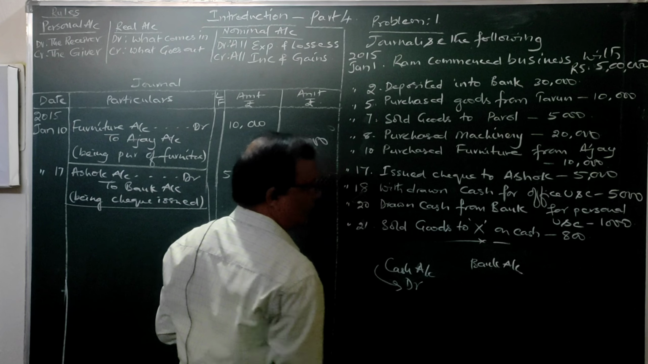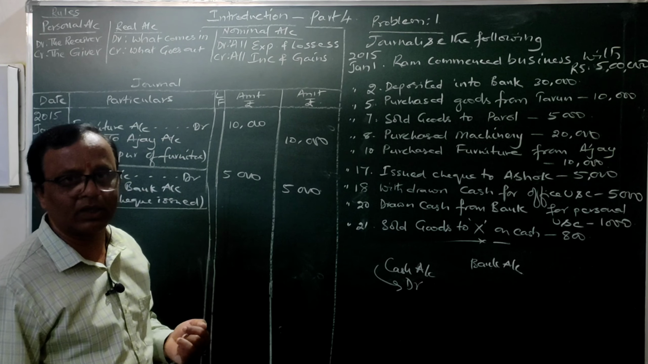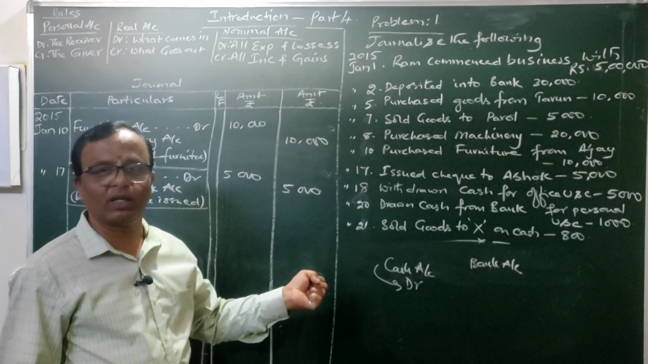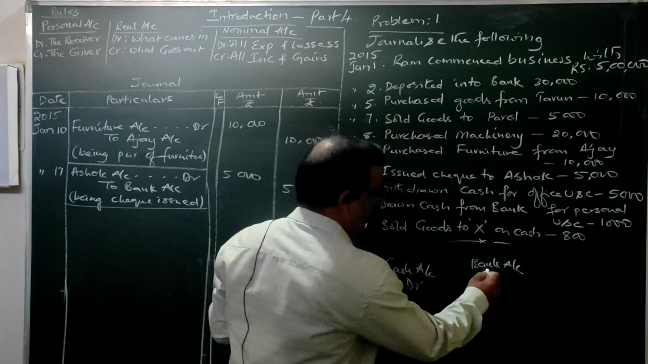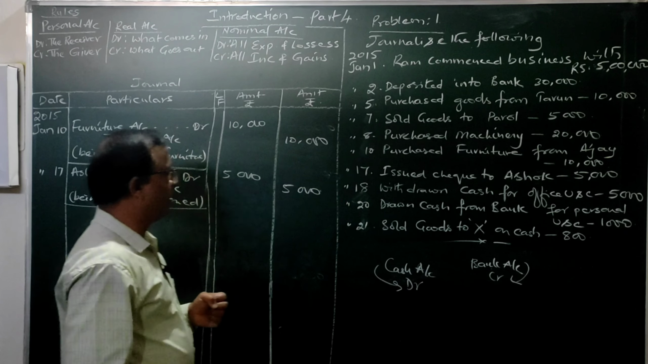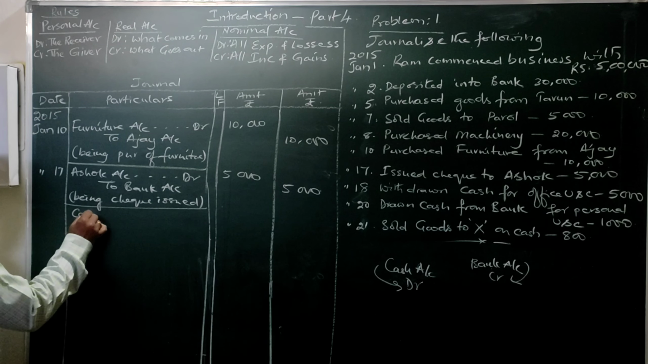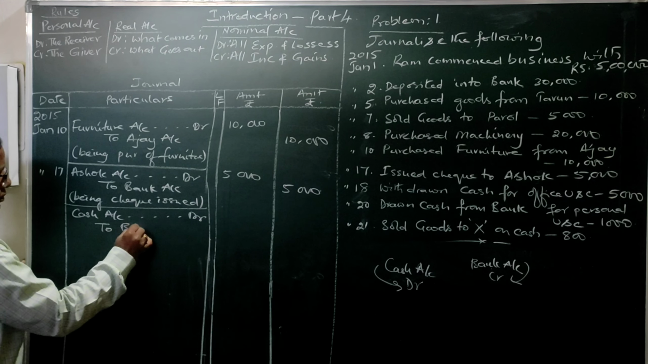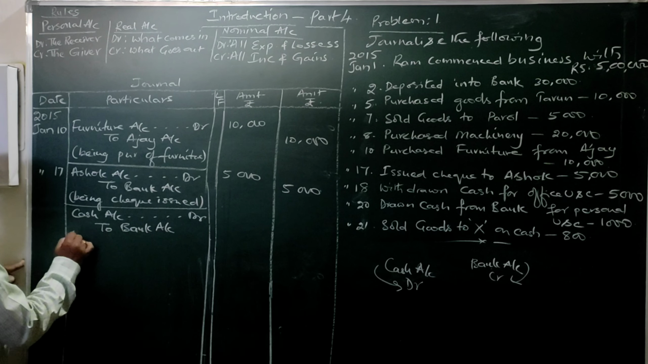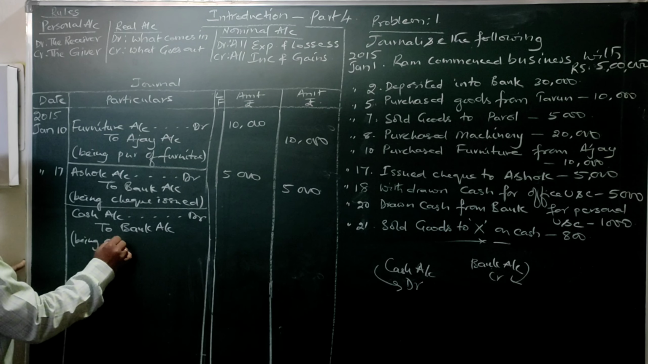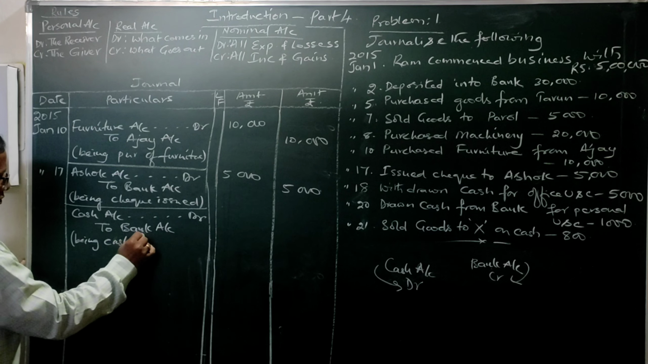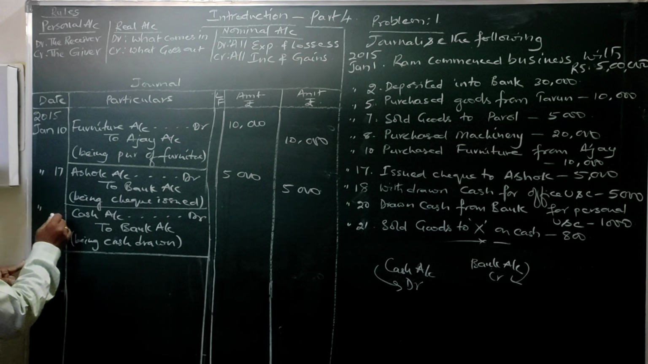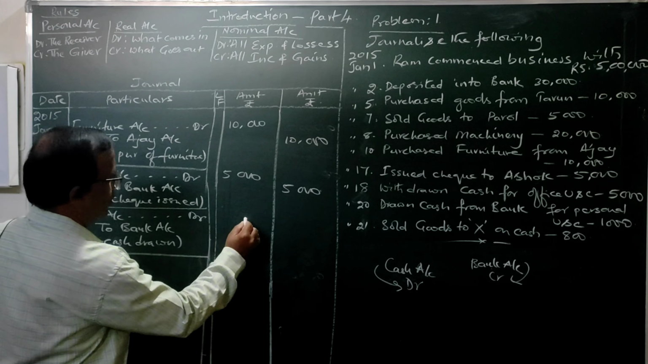Whereas bank is a personal account, because bank is an institution. Debit the receiver, credit the giver. In this transaction, when cash is withdrawn from the bank, the banker is the giver. So we are going to credit bank account. Our entry will be cash account debit to bank account, being cash drawn for office use. The amount is 5,000.